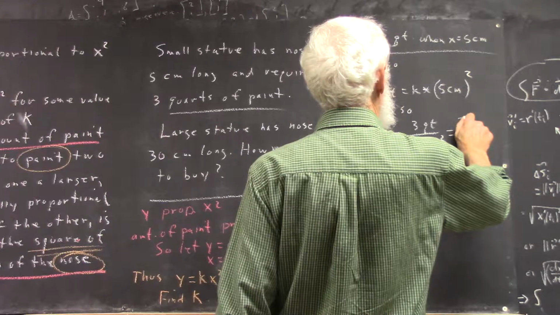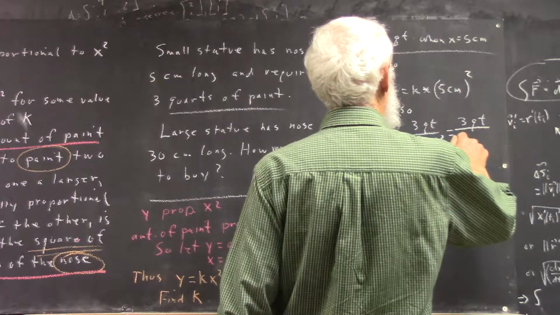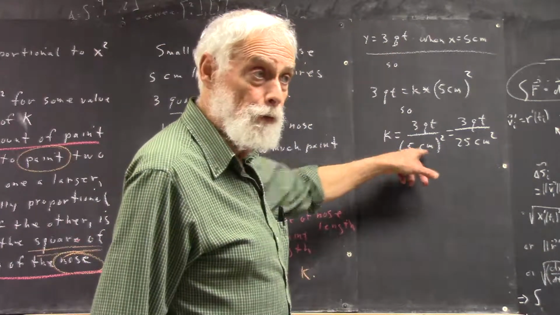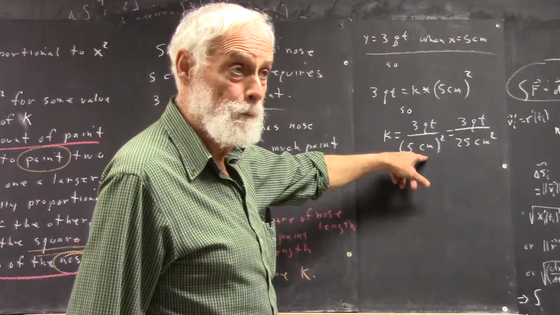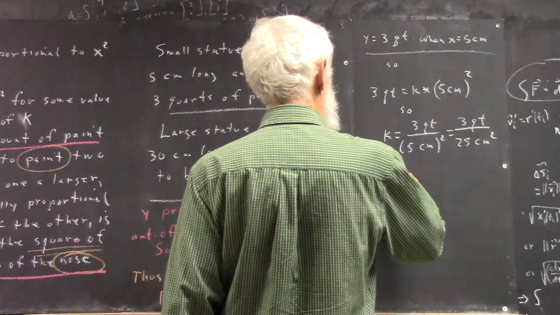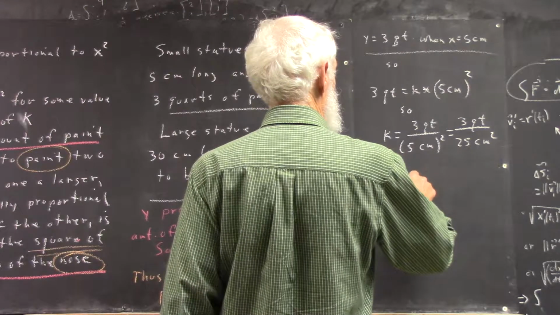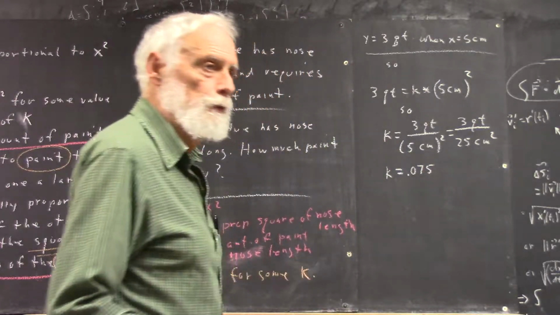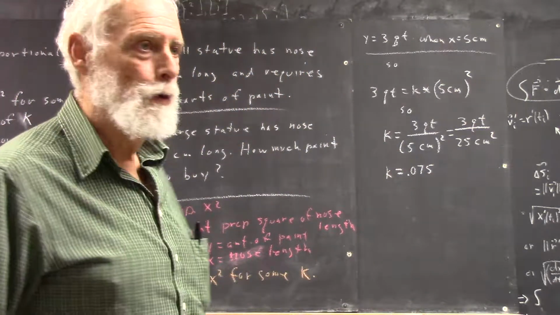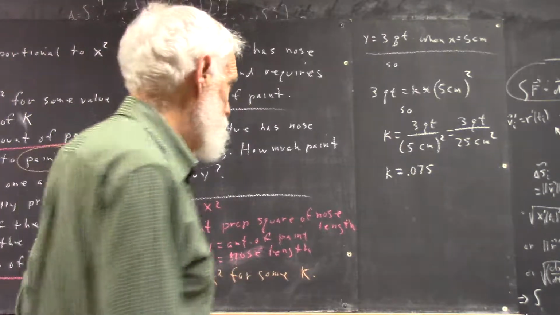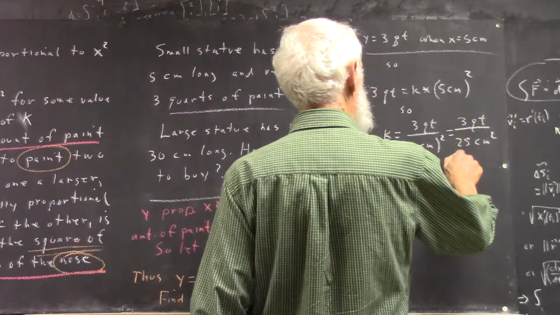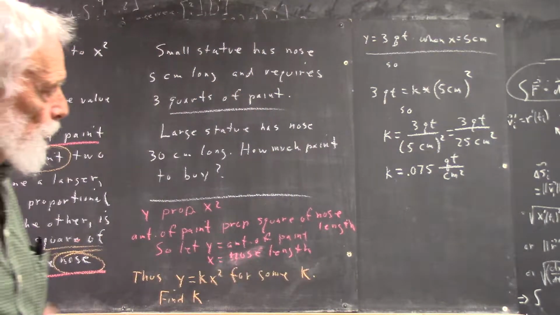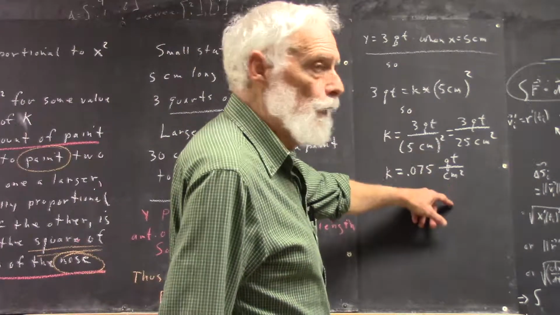Which equals 3 quarts over 25 centimeters squared. Since we're squaring 5 centimeters, we've got to square the 5 and we've got to square the centimeters. I'll use decimals since y'all love to do this so much. Okay? And in typical proportionality problems, you end up using decimals. So even though I kind of emphasize exact solutions, K turns out to be 0.075 quarts divided by centimeters squared.